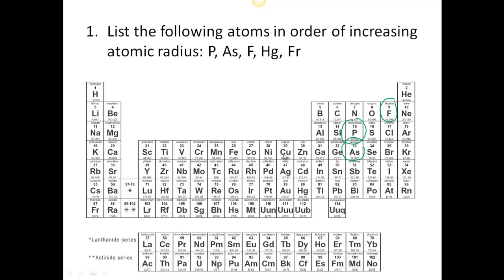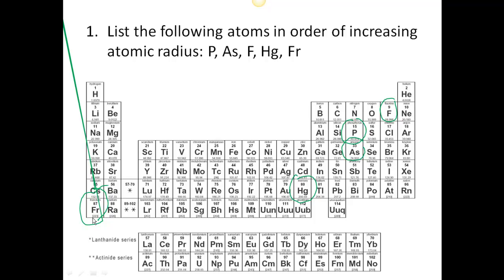Now I just had to get my pen to figure out where I'm at because I've lost my pen. Okay. There's mercury. Way over here is francium.